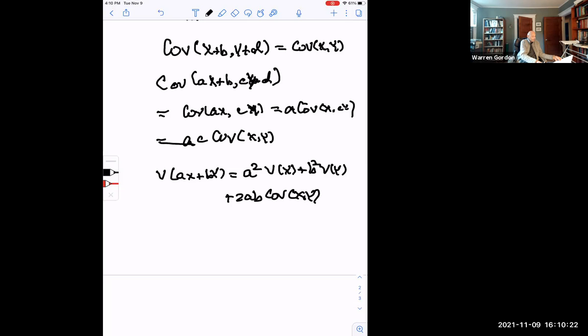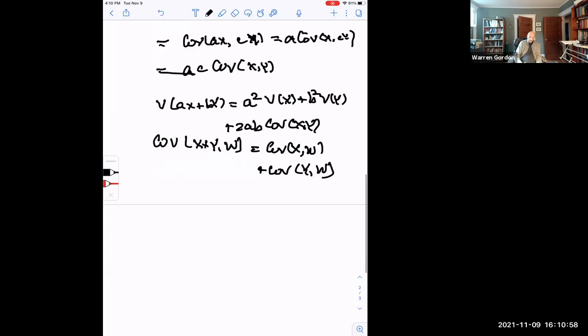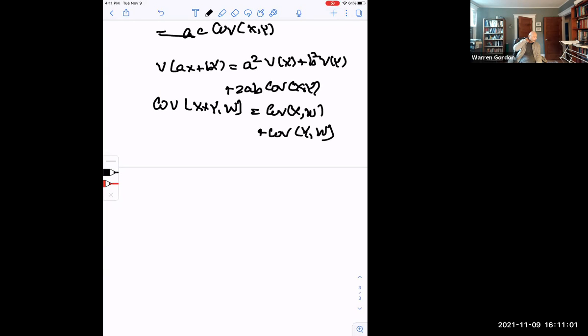Let me just give you an illustration or two. Various properties will hold true. For example, suppose I want to compute the covariance of X plus Y comma W. That would distribute out to be covariance of X comma W plus the covariance of Y comma W. And these are all very easy to prove using the properties of variance and covariance. One other remark is, suppose we generalized, okay?